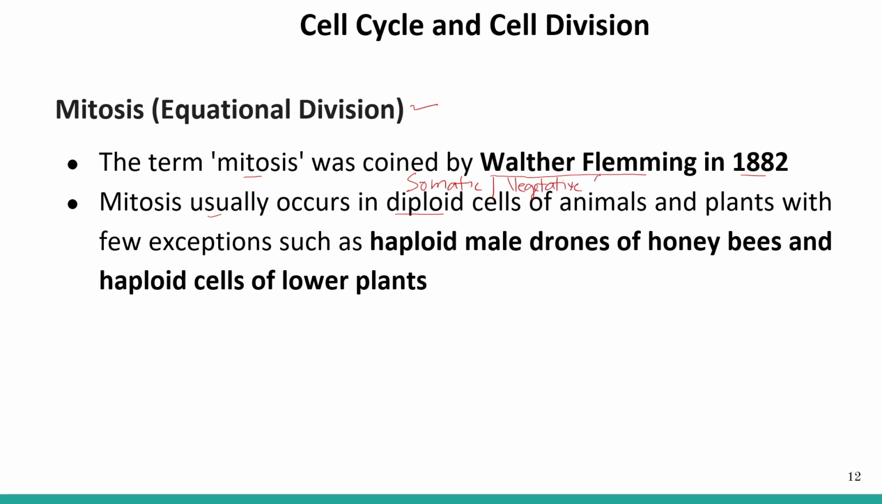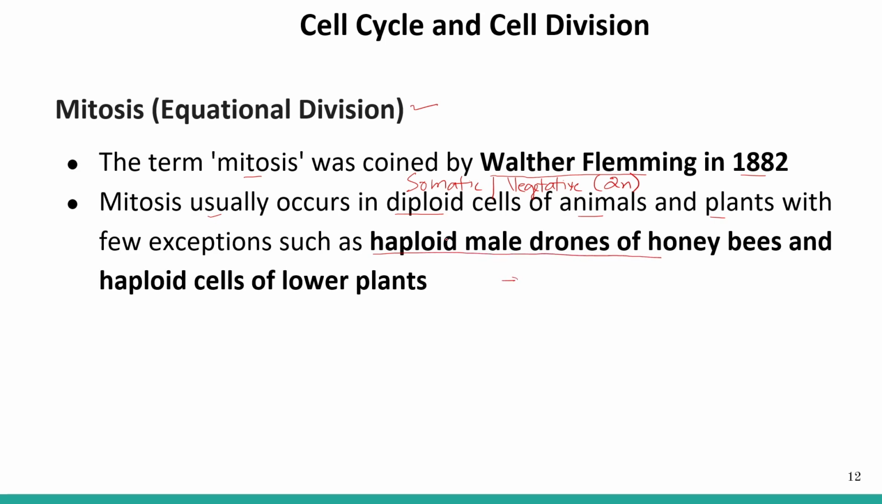Now mitosis usually occurs in the diploid cell, or you can say somatic cell or vegetative cell, which are usually diploid, 2N. They contain 2 sets of chromosomes. So mitosis usually takes place in the diploid cells of animals and plants. Okay, but there are a few exceptions such as the haploid male drone of honeybees.